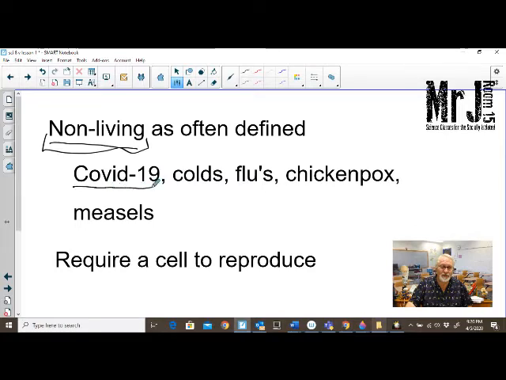So examples, COVID-19, that is a virus. Colds, when you get a cold, this is a rhinovirus that you get. It affects your nasal passages and your upper throat and so on. And then you have flus. A flu is different than a cold. It's a different type of virus, but we get flus going around the world every year.